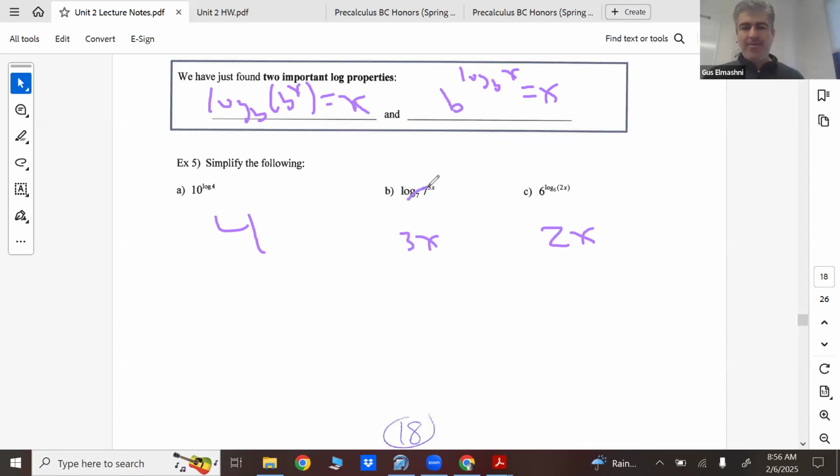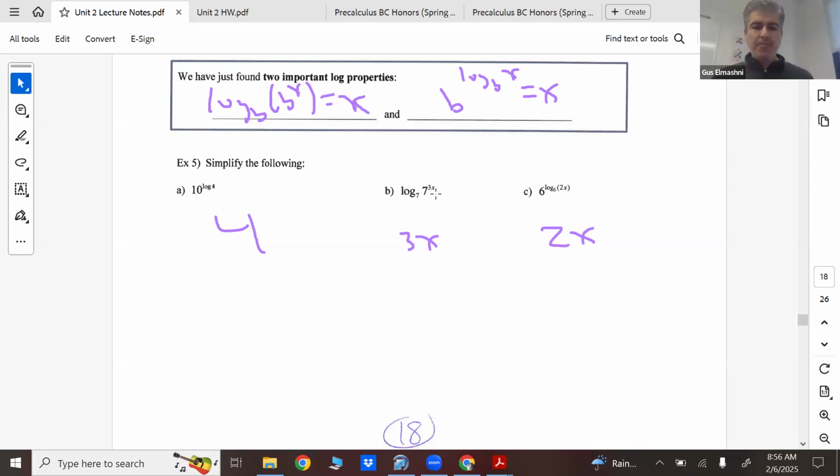Some students will cross things out like this. Don't do that. It's kind of bad form. It'll drive your calculus teacher nuts, whoever teaches you guys calculus next year. Don't do that, because that's not really what's happening. You're not doing division or multiplication. It's just an undoing, right? You're plugging an inverse into itself. They just undo each other. So it just becomes the input that you see.